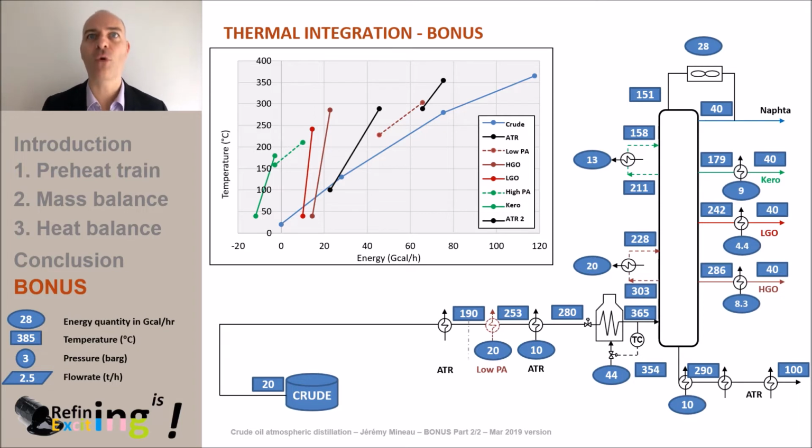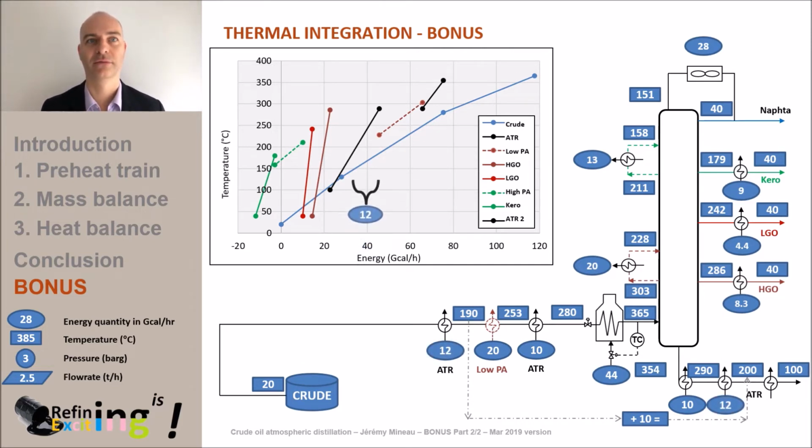To keep a thermal approach of 10 degrees C, this means that the atmospheric residue outlet temperature shall be 190 plus 10 equals 200 degrees C. And that corresponds to a duty of 12 gigacalories per hour. This also corresponds to a crude inlet temperature of 152 degrees C.